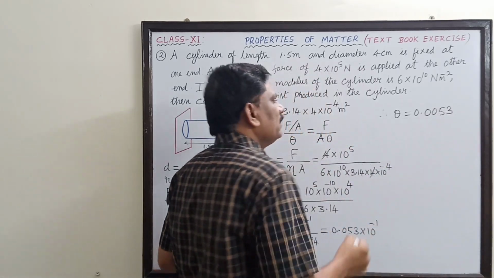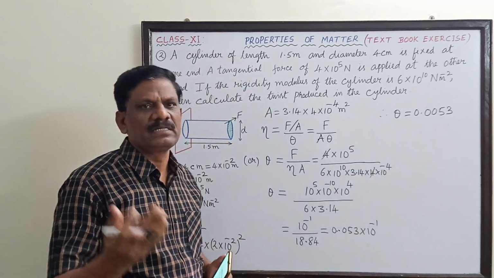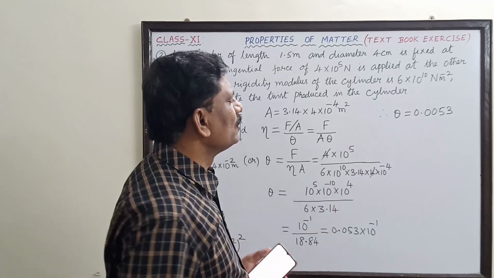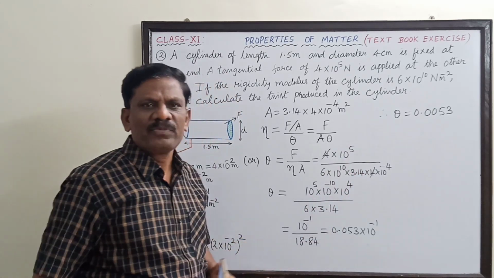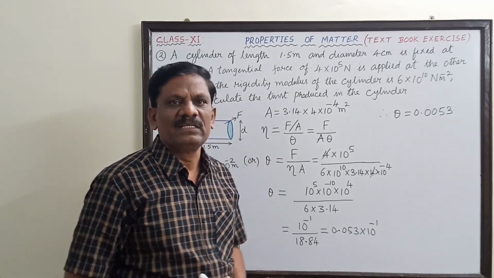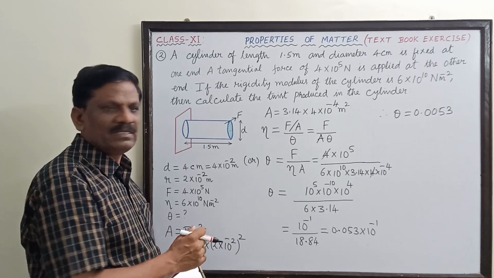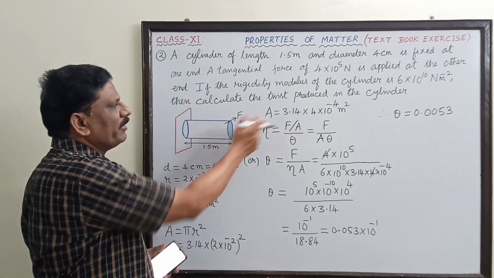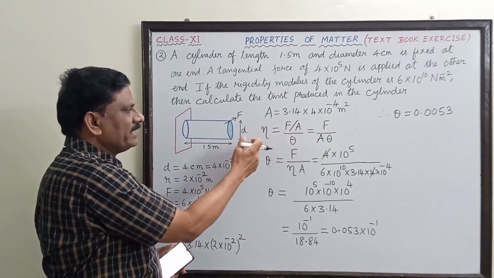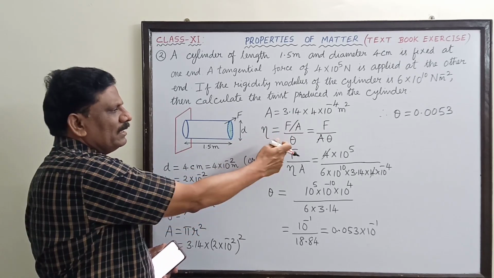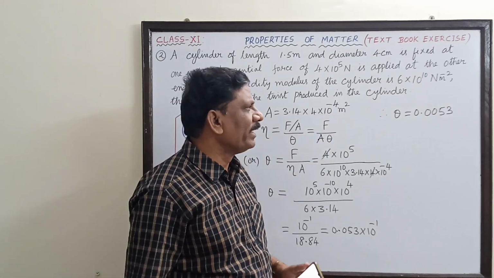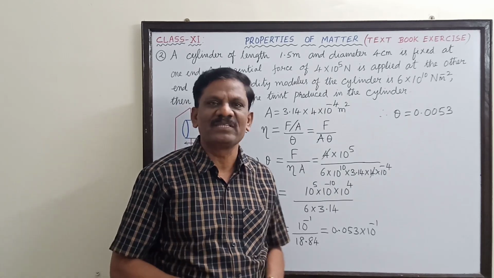Now this is the twist. Twist is nothing but the angle of shear, is it not? That is the shear. So theta is equal to 0.0053 is the answer. So what we did: first, from the radius we found the area of the circular face, then force per unit area divided by the angle of shear is equal to the rigidity modulus. We substituted and derived the value for theta as 0.0053. I hope you must have understood well. Fine.